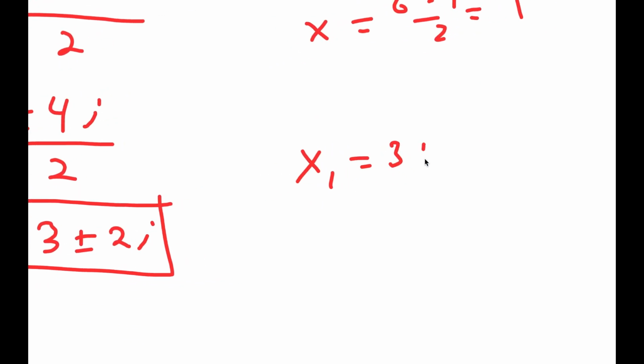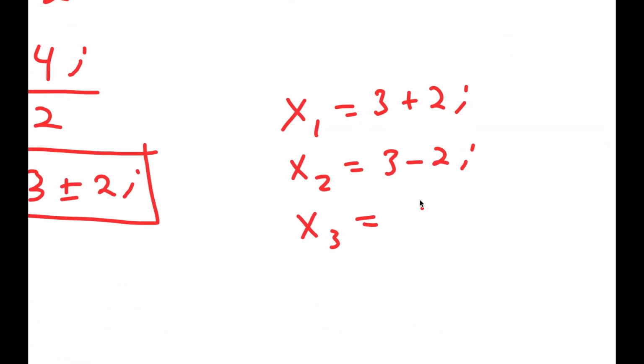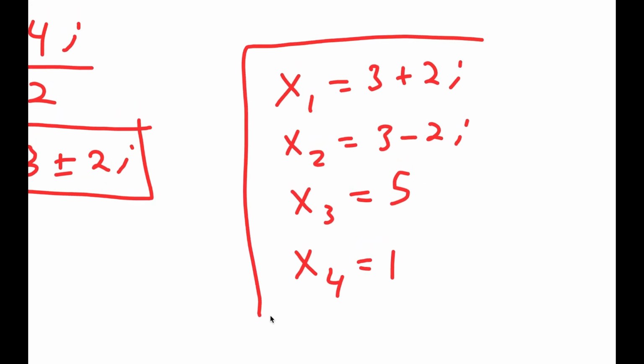So I have four total solutions. My first one is 3 + 2i. My second one is 3 - 2i. My third solution is 5, and my fourth solution is 1. So these are my four solutions.